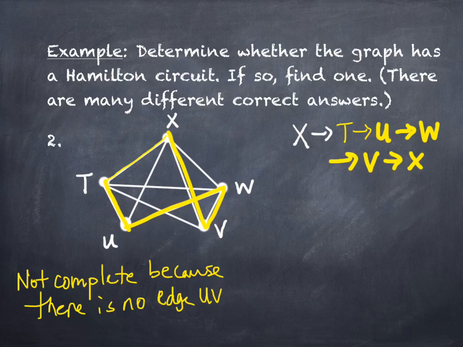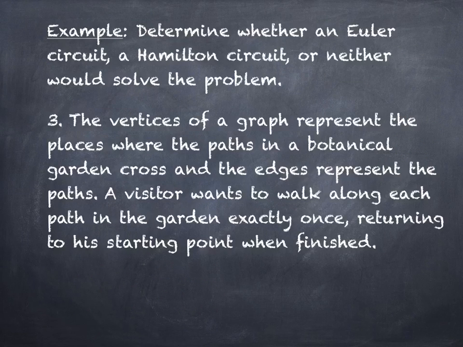So this is what happens when I go shopping. I want to go to every single particular point, but that doesn't necessarily mean that I have to go in a specific order. So just because we wrote down X, T, U, W, V, X doesn't mean there aren't others, right? There are other Hamilton circuits, and you can see that there are many different correct answers written in parentheses there. Okay, we're going to do another example.